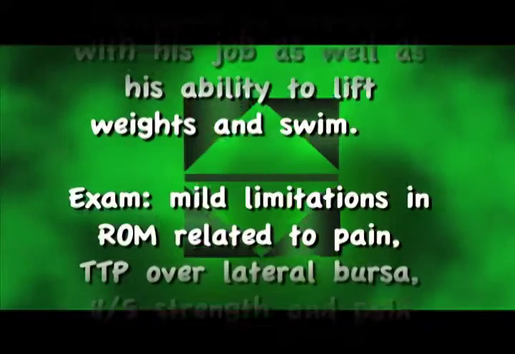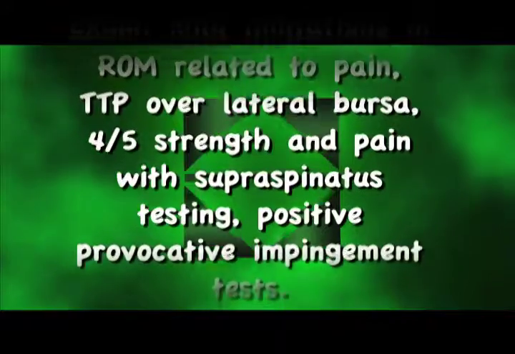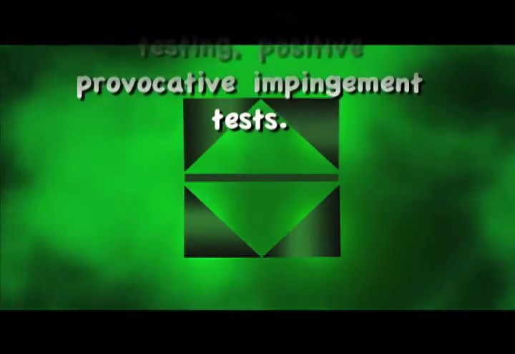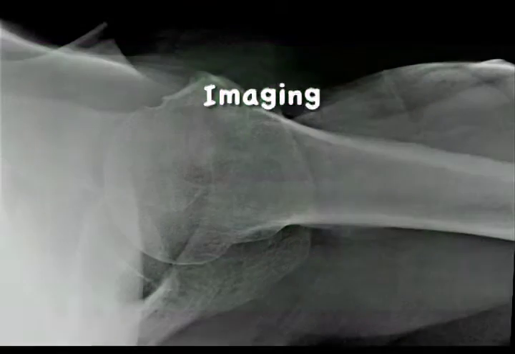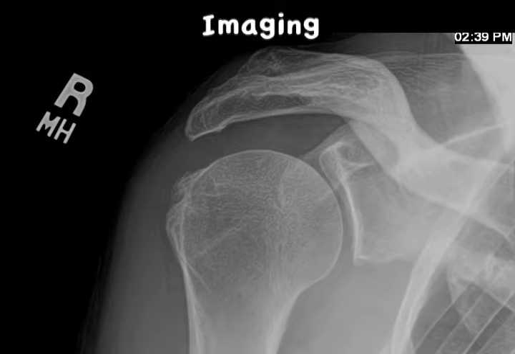On exam, he has mild limitations in range of motion related to pain, tenderness over the lateral bursa, 4 to 5 strength and pain with supraspinatus testing, and positive provocative impingement tests. Axillary and Grashey radiographs demonstrate a normal glenohumeral joint space and a lateral sloping acromion and subacromial osteophytes.